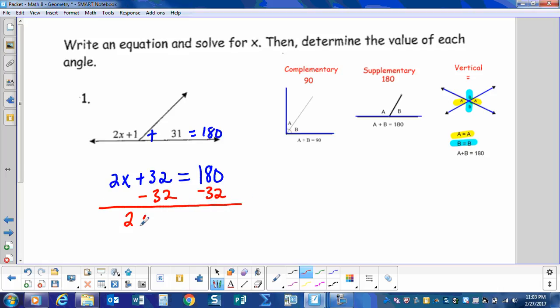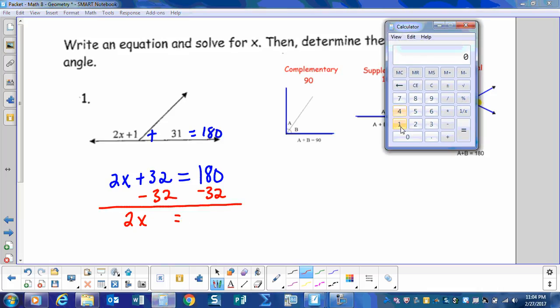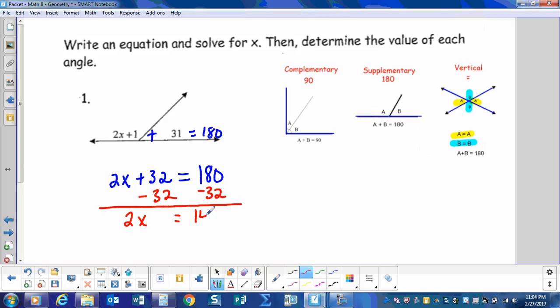So 2x equals 180 minus 32, is 148. And now I need to divide by 2. And x equals 74. So we wrote an equation, we solved for x. Now we need to determine the value of each angle. So we need to substitute this back in.